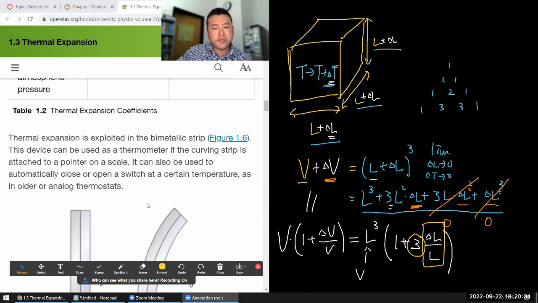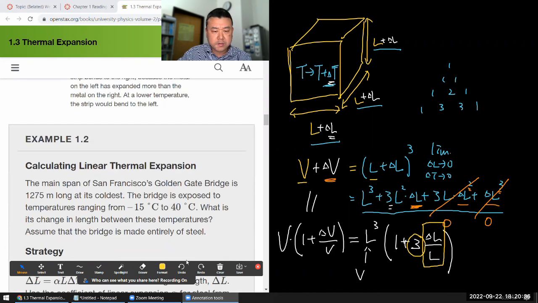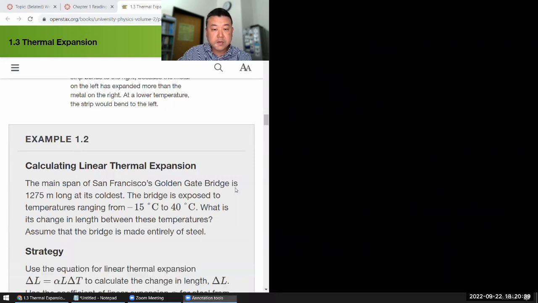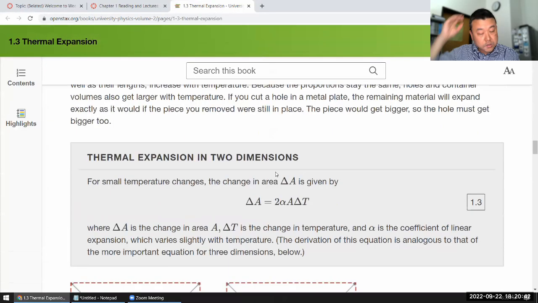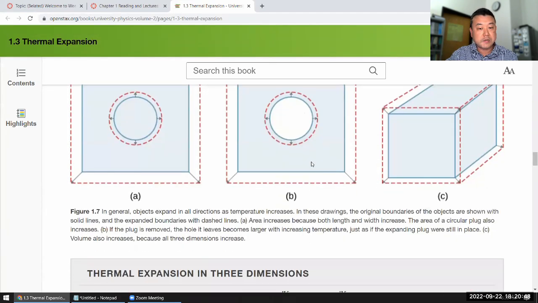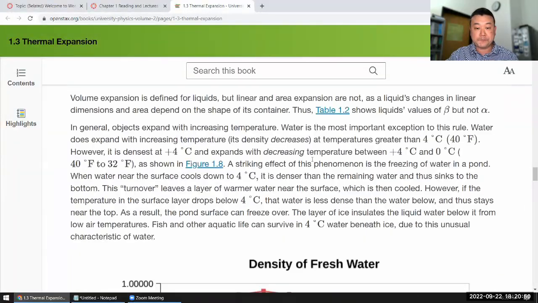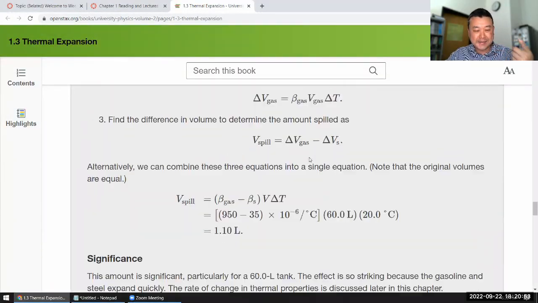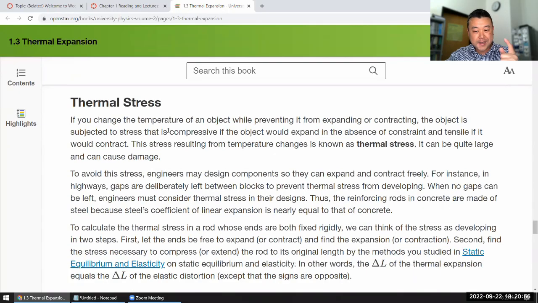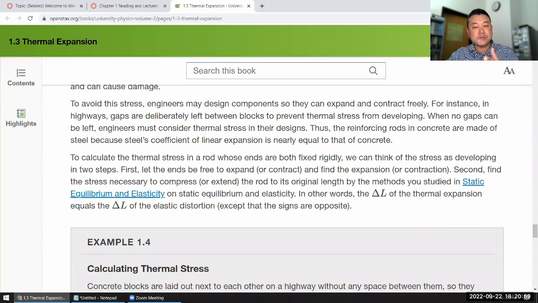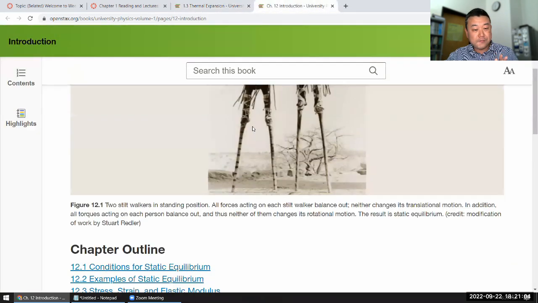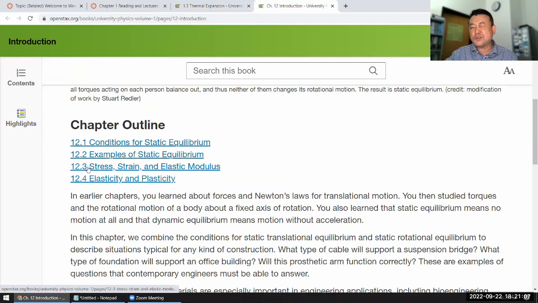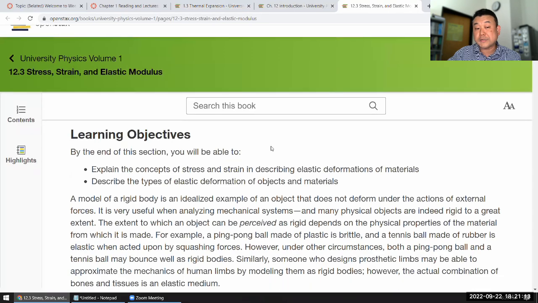I wanted to talk a little bit about thermal stress, but maybe I'll just point out some sections that you can just look at. So your textbook actually links to the previous section of the textbook from previous class, which at least in my physics 4A, we kind of skipped. So this is the last subsection in this section, thermal stress, and it goes to original lengths by methods you studied in static equilibrium and elasticity. And at least in my physics 4A, we do study static equilibrium, and we totally skip out on this stress, strain, and elastic modulus or Young's modulus.